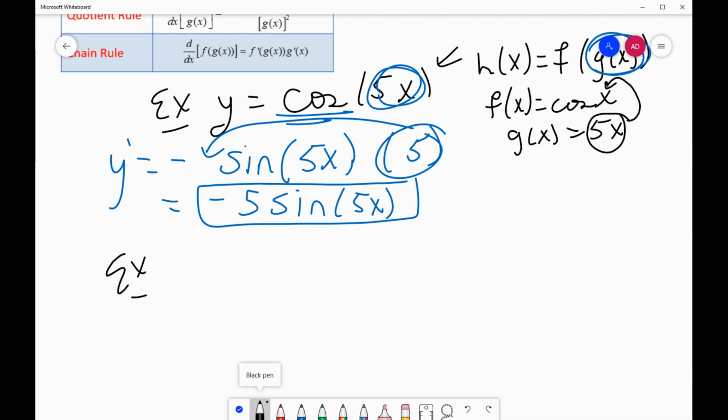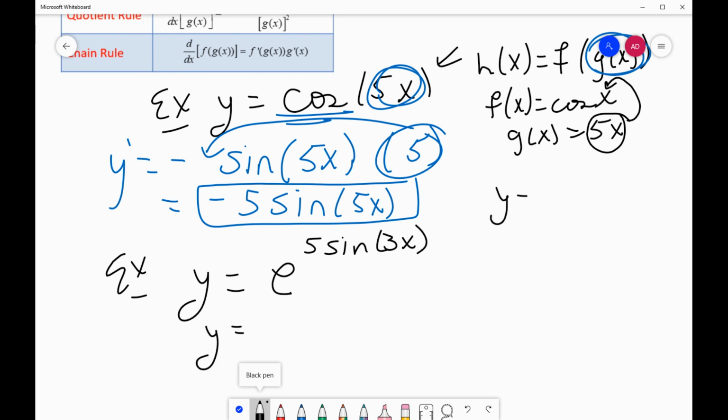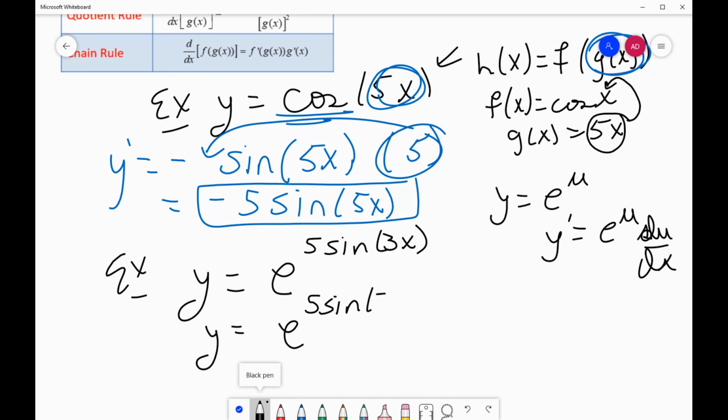Now let's do another one. Let's say y is equal to e to the 5 sine of 3x. Are you scared? You're not scared because you already watched the derivative of e to the u. Remember, the derivative of e to the u is, in fact, e to the u times du dx. So here we go, I end up having e to the u, right? We got to hold on to that whole function. But now I'm going to take the derivative of the exponent.